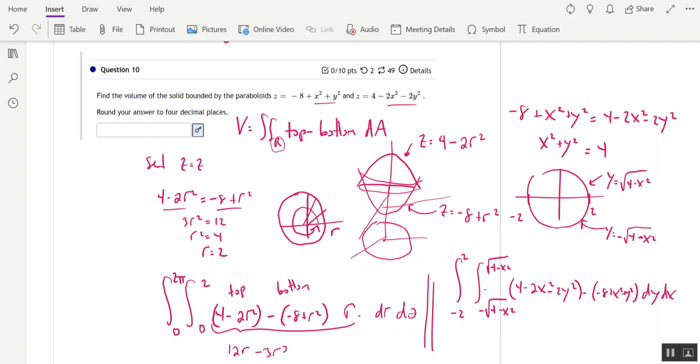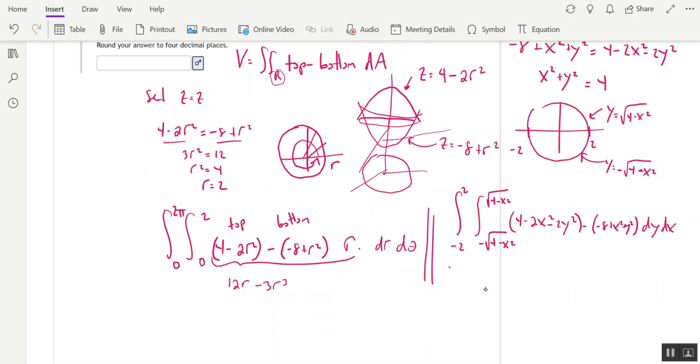Okay, and then if you simplify that integrand, negative 2 to 2, negative square root of 4 minus x squared to square root of 4 minus x squared, you get 12 minus 3x squared minus 3y squared. So 3 times x squared plus y squared. dy dx. So I actually just saved a step.